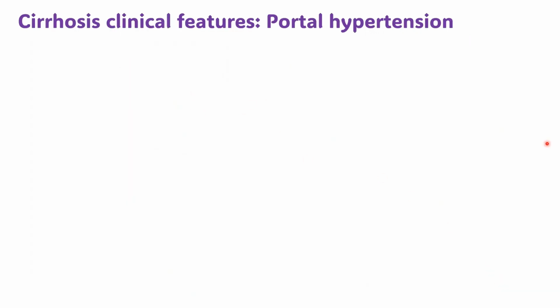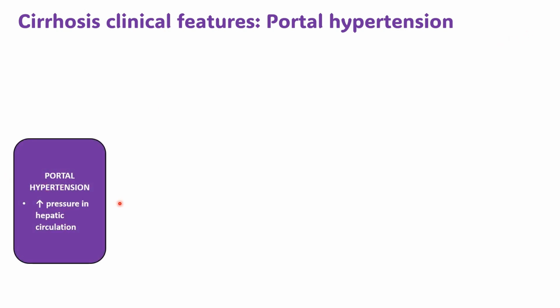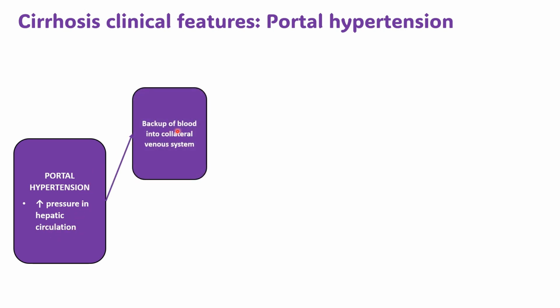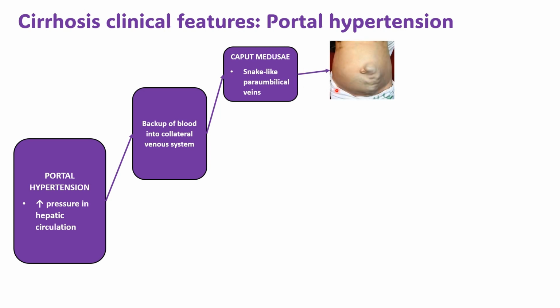Okay, so let's talk about some clinical features of cirrhosis, and also about the mechanisms which lead to the clinical features arising. First, we're going to look at portal hypertension and what that results in. Portal hypertension is an increase in the pressure within the hepatic circulation. We have a backup of blood into the collateral venous system. And this can result in something called caput medusae, which is where you have dilation of the para-umbilical veins. This can be described as being snake-like. You have an image here you can see.